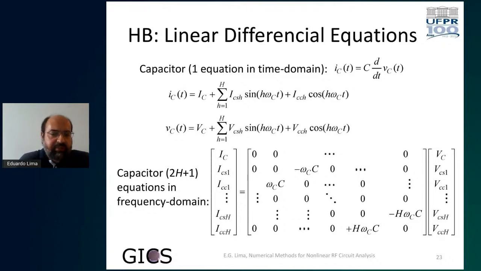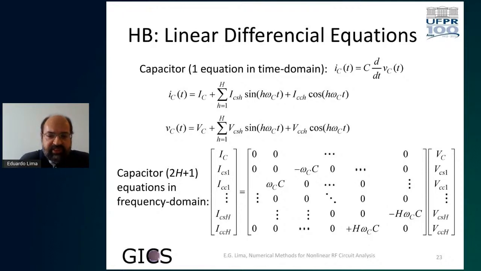To comply with the capacitor differential equation at all times, once again, we need to simultaneously satisfy a system of 2 capital H plus 1 independent equations in the frequency domain, in which the unknowns are constant amplitudes of voltages and currents. This slide shows how the vector of current constant values is related to the vector of voltage constant amplitudes in a capacitor.